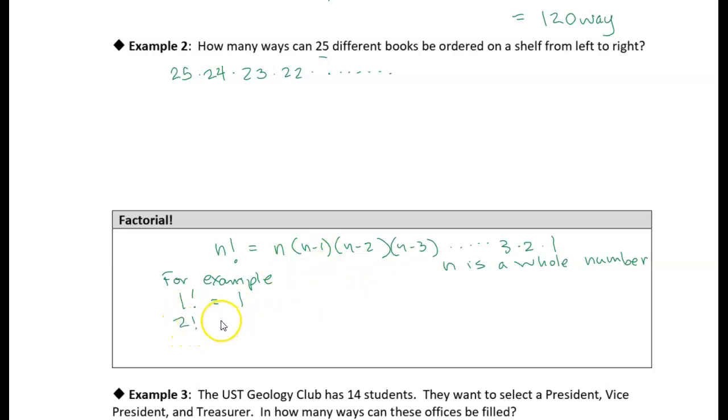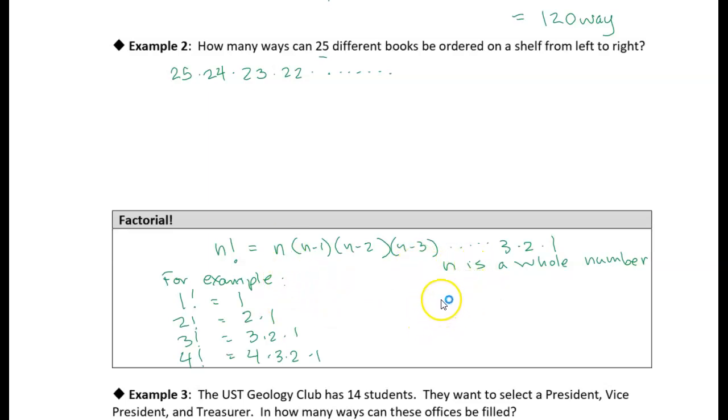2 factorial is 2 times 1. 3 factorial is 3 times 2 times 1. 4 factorial is just what you'd expect, 4 times 3 times 2 times 1. Okay? And we could keep going. 5 factorial would be 5 times 4 times 3 times 2 times 1. All right, so there's some examples. We've already shown 5 factorial up in example 1.